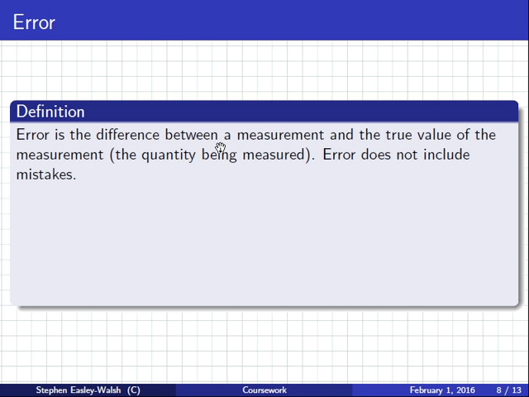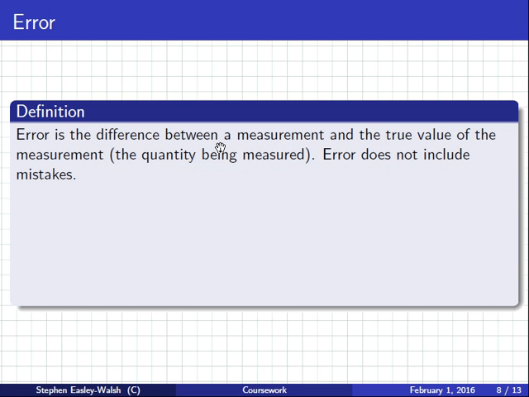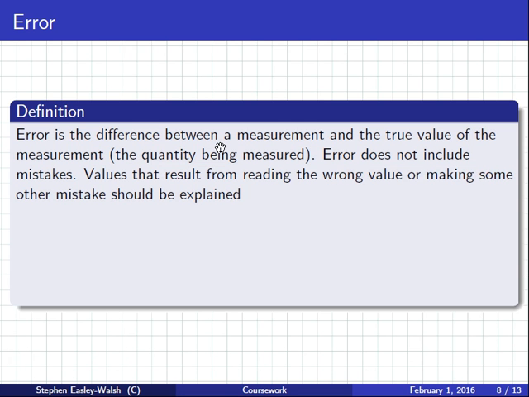So if you measure incorrectly, you hold the meter stick upside down, that doesn't count as an error. That's kind of called a human error, I guess. Do you do this word in chemistry? Yeah. Human error? Values that result from reading the wrong value or making some other mistake should be explained. So who was it that had the weird point on their graph? Was it you? The last experiment? Yeah. It was you. So I said, if you keep it, you have to explain it.